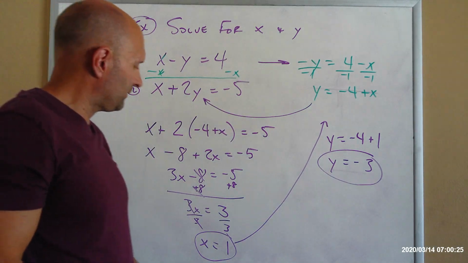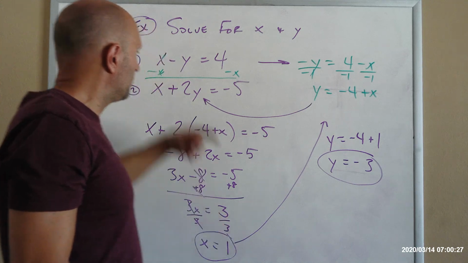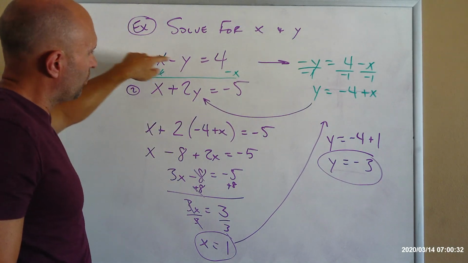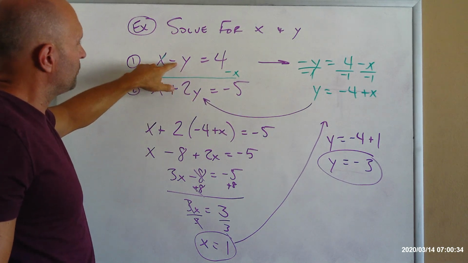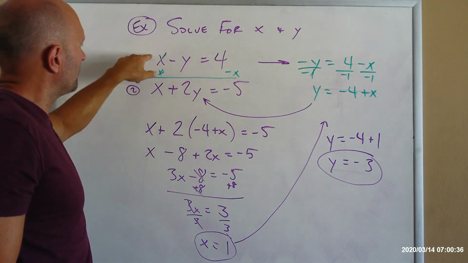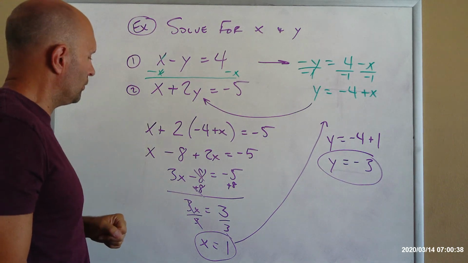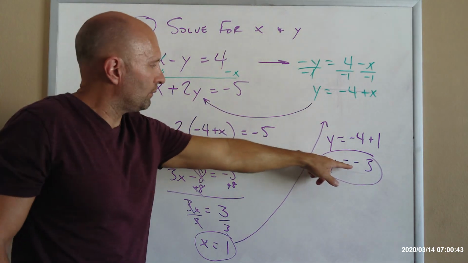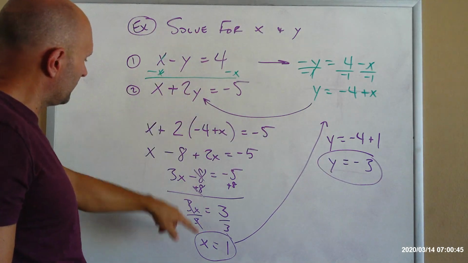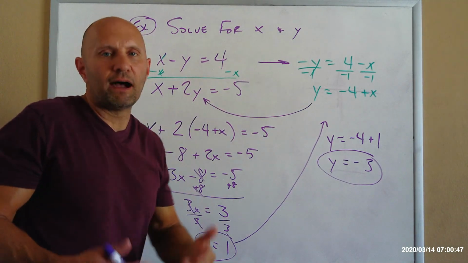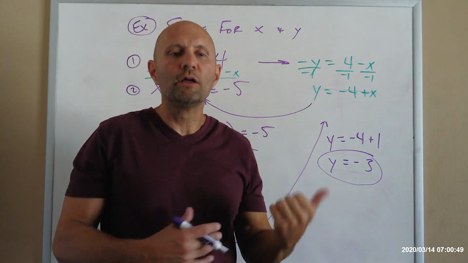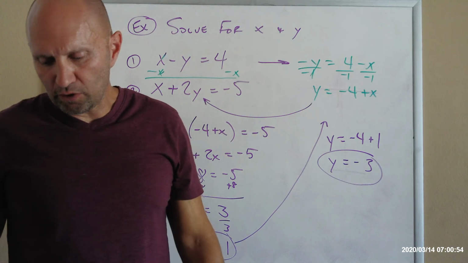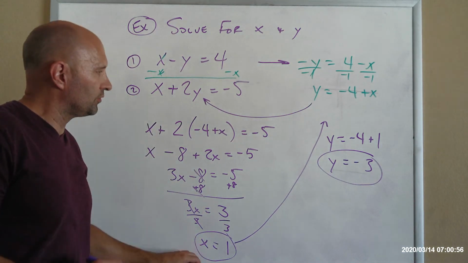And you can test your answers here. Plug them back into the original. If I plug 1 in here, that's 1 minus a negative 3. Well, minus a negative 3 is plus 3. 1 plus 3 is 4. That one works. How about here? Well, 2 times y, which is negative 3, so that's negative 6, plus 1 is negative 5. So now I'm 100% sure that the answers that I solved for are correct. So that's how you would solve a system with substitution.